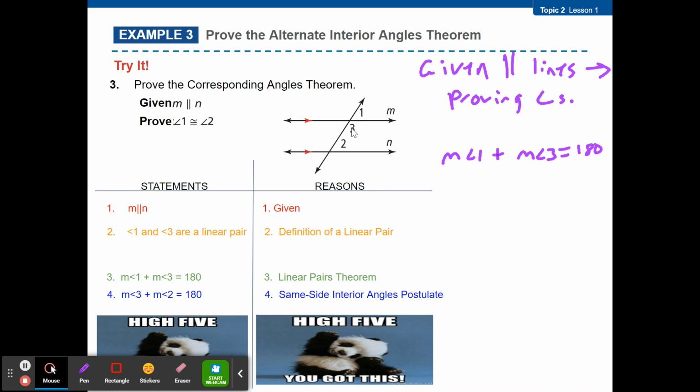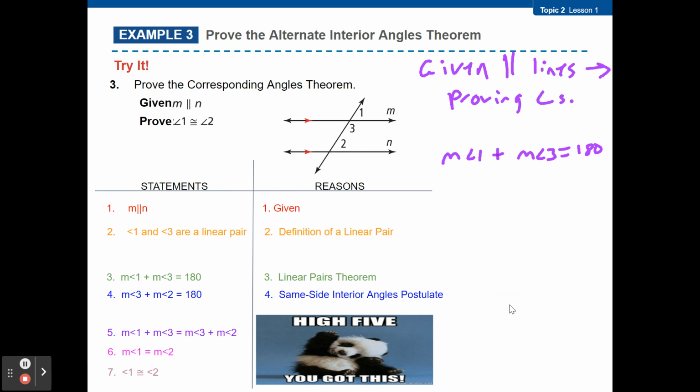All right, now what's my next step going to be? Someone tell me. Substitution, very good, okay? And that's going to give me the measure of angle 1 plus the measure of angle 3 equals the measure of angle 3 plus the measure of angle 2. So there's your substitution property. Now we're left with the measure of angle 1 equals the measure of angle 2.